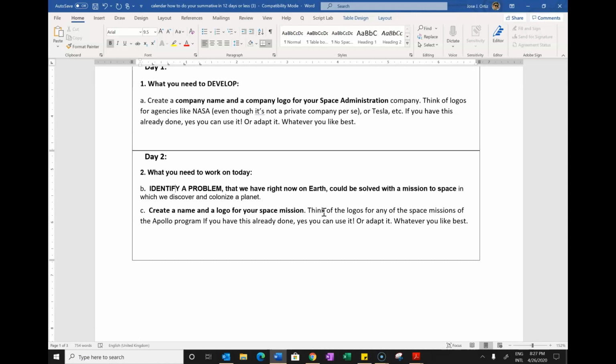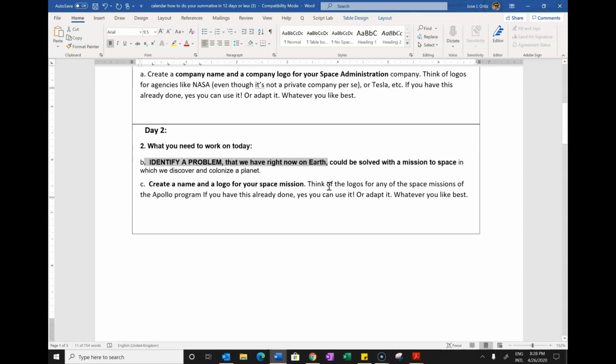Think of the logos for the Apollo missions, each one had its own different design. But the key part here is this one: identify a problem that we have on Earth which could be solved with a mission to space in which we discover and colonize a planet. Again, hypothetical scenario, but it is required that you identify a problem and you solve it through your mission.